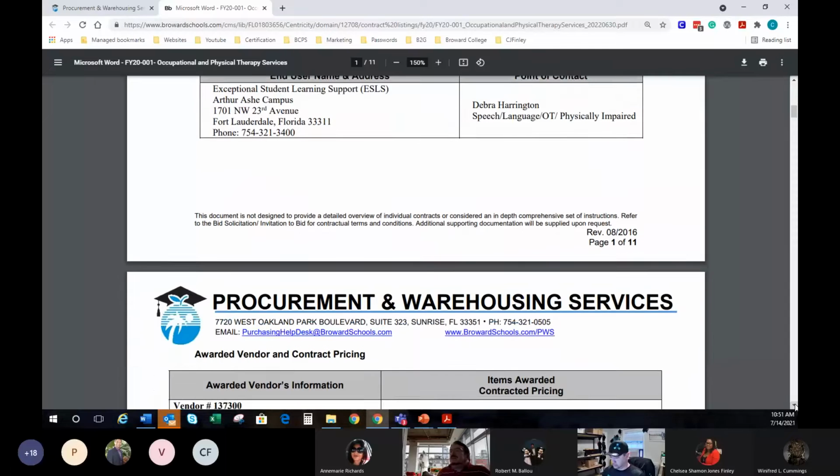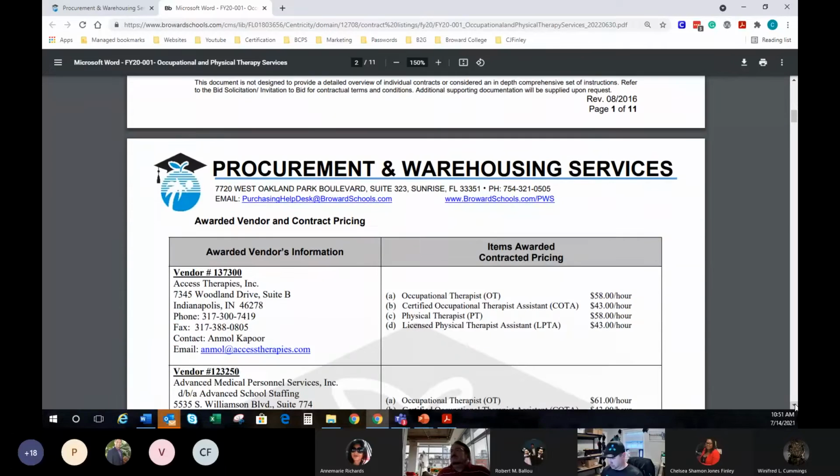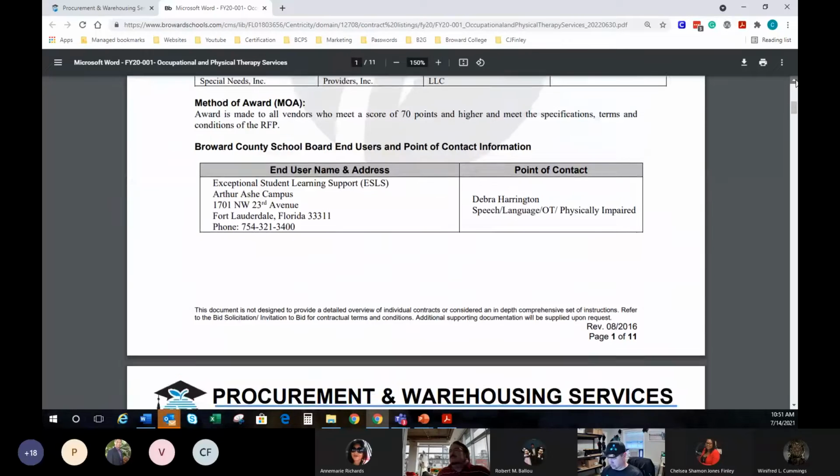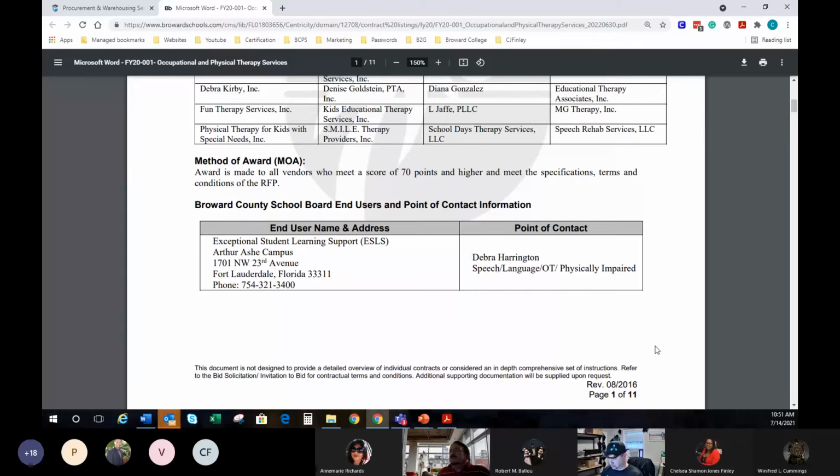So you may want to go back up again. There we go. It does provide the username and address of the user department. It provides a point of contact. So when the bid is not on the street, you can contact Deborah Harrington if you have any questions about the service itself. And it does provide a phone number there for you.